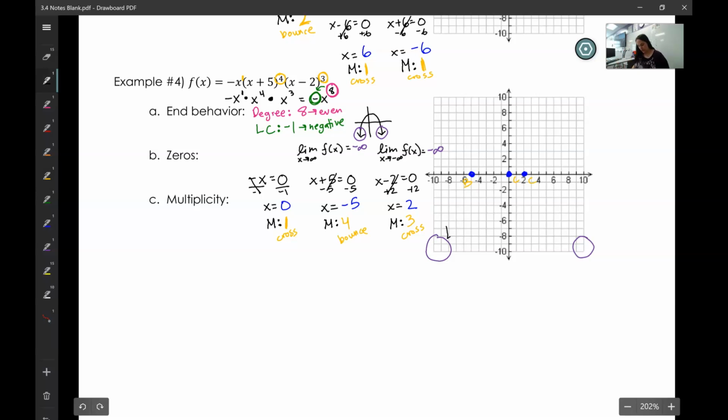So I should start at my end behaviors, have my arrows going that direction. I'm going to come up to this first x-intercept. It has a B, so I'm going to bounce off of it. Come to the next one. That one has a C, so I'm going to cross through it. And then come to the last one. That one has a C, so I'm going to cross through it. And once again, you notice I end up pointing at the end behavior I'm supposed to. So there's our sketch of a graph.